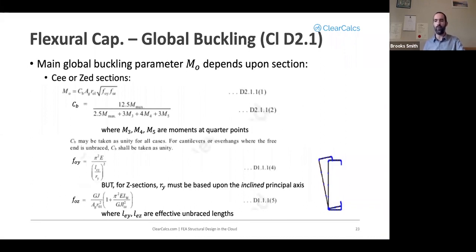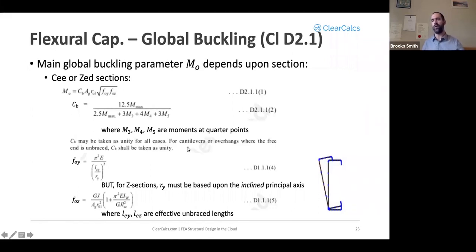That M naught value I mentioned depends upon the exact section that you're working with. For both a C or a Z section, you can use the equation shown here, CB times A times R naught times the square root of F naught Y, F naught Z. That CB value, many of you will be familiar with from other standards as well. That's having to do with the pattern of moments within the beam. And that equation should look familiar to many of you. M3, M4, and M5 are your moments at your quarter points along the beam. CB, if you don't have that information, can be taken as 1 always, no matter what, conservatively.